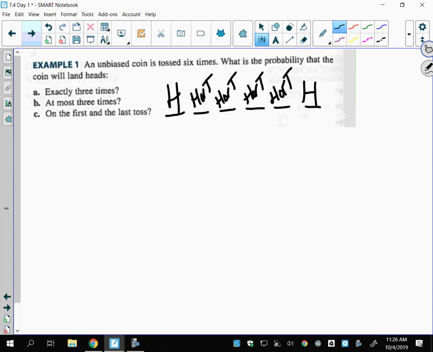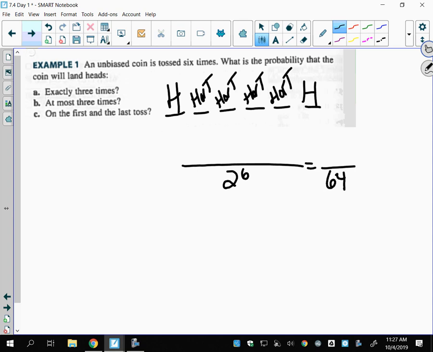So we've got to be really careful that if it said exactly on the first and last toss or only on the first and last toss, then that's a different problem. But this one doesn't say that. So think about how many ways we could get this on the top. So my bottom number is still 2 to the 6, okay? Still 64 on the bottom. That's how many ways it can happen.